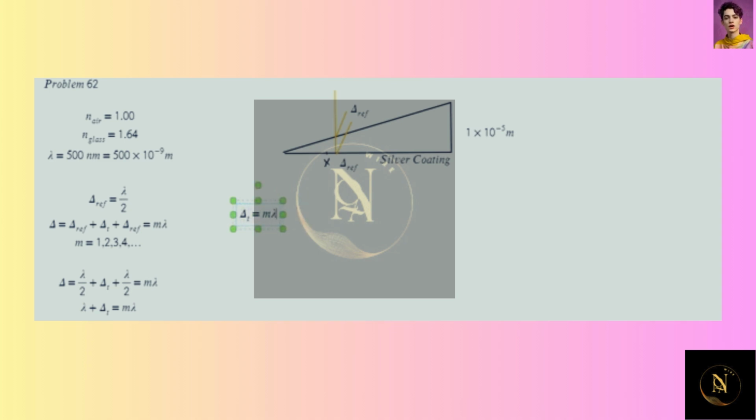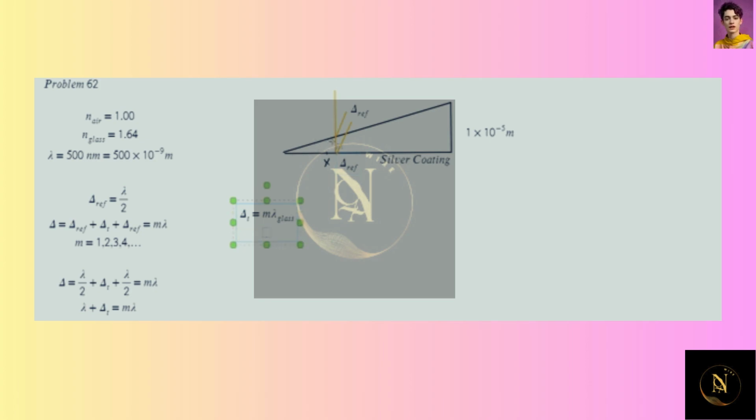Now the important thing to note here is that the integer multiple of lambda that delta t has to be equal to is in reference to the wavelength of the light in the material. So in this case, it's the wavelength of the light in the glass. So we're going to call that lambda glass.